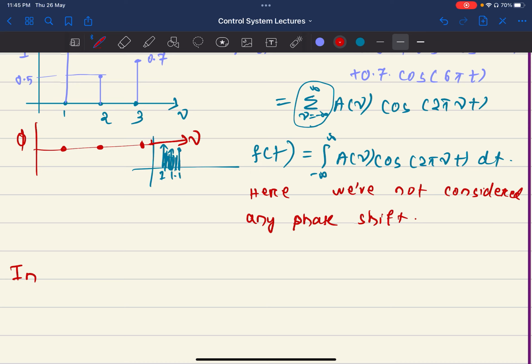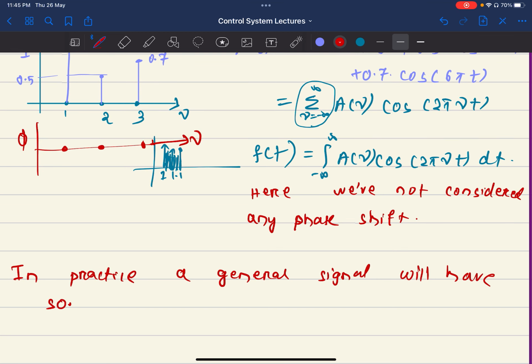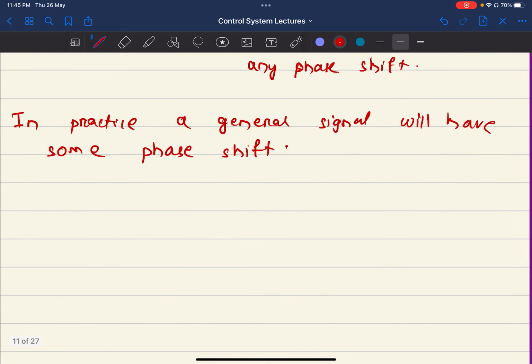In practice, a general signal will have some phase shift. Definitely, right, not definitely, but most likely it will have some phase shift. So how to deal with that? Before moving forward, I will do some complex number analysis.